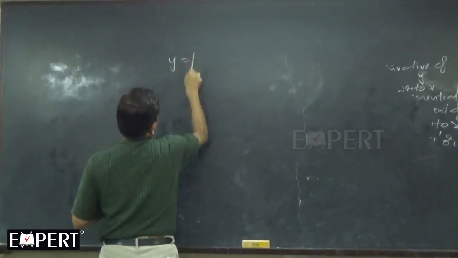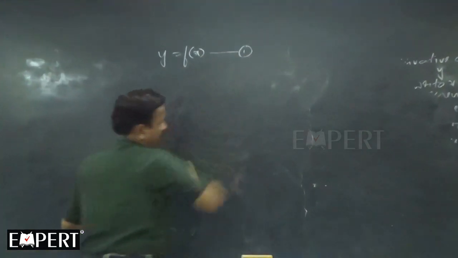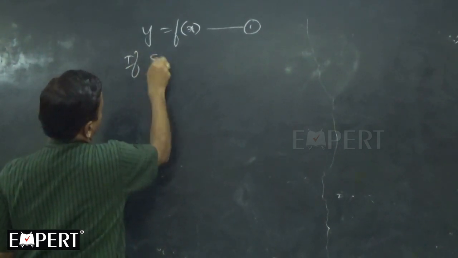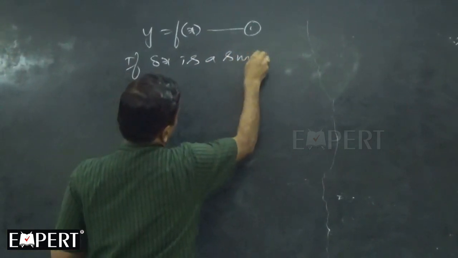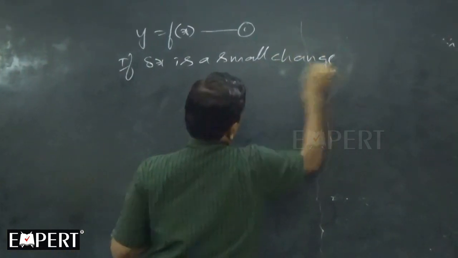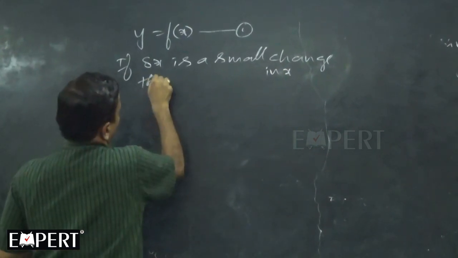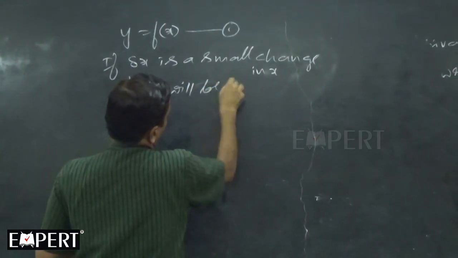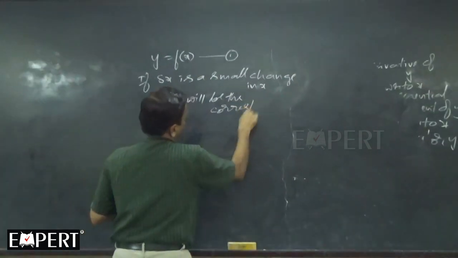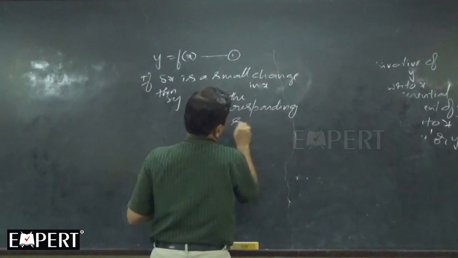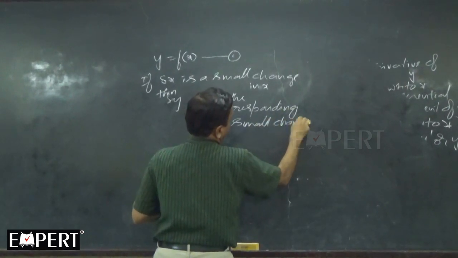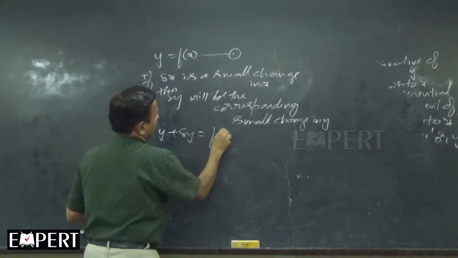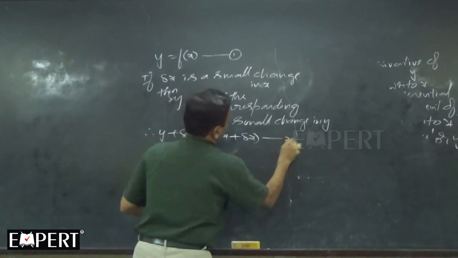Say, if you consider y is equal to f of x, you take it as equation 1. If delta x is a small change in x, then delta y will be the corresponding small change in y. Therefore, y plus delta y is equal to f of x plus delta x. You put it as equation 2.